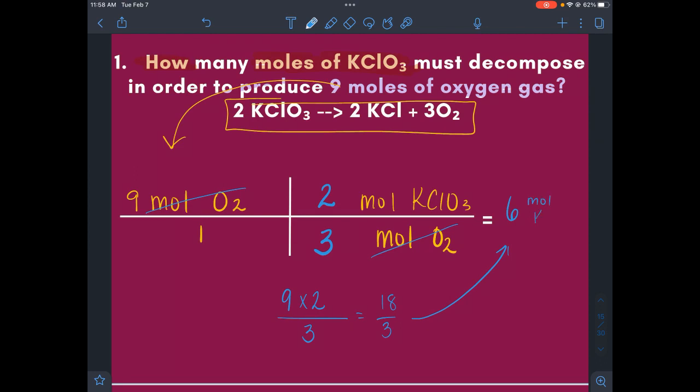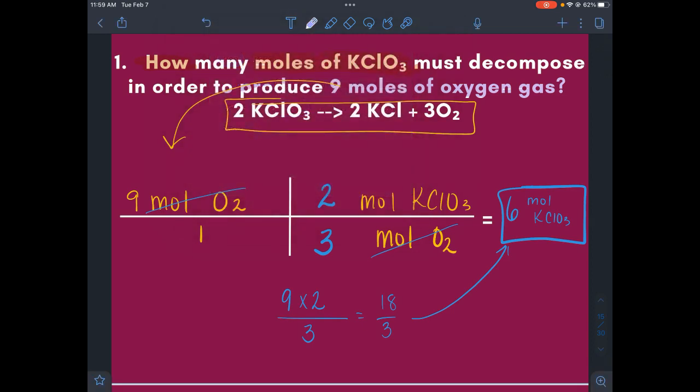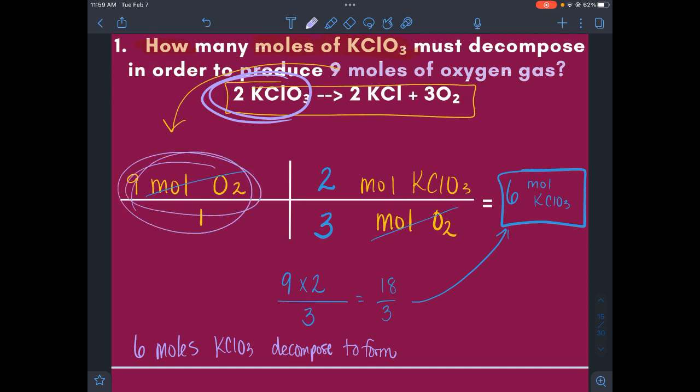That's 6 moles of KClO3. That is our numerical answer. But for what we're going to be doing later, I'm going to, again, explain what happened here. The answer we got was our moles of KClO3, and that was a reactant. So I'm going to write a little story here. So our answer was 6 moles of KClO3. What do they do? They decompose, because that's the only reactant, decompose to form what we started with, 9 moles of O2.